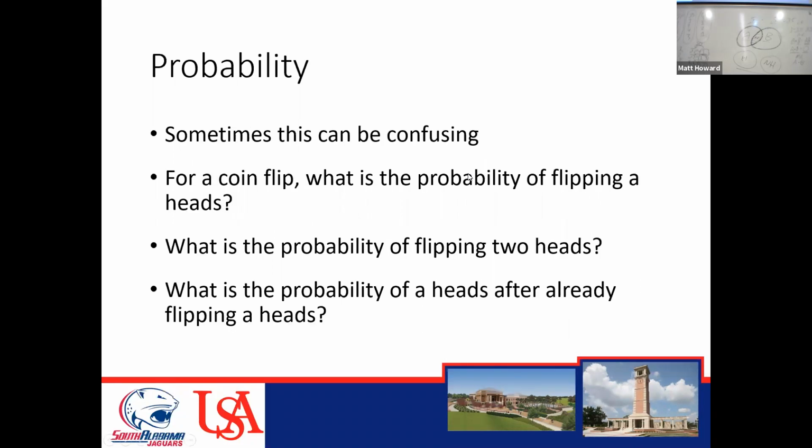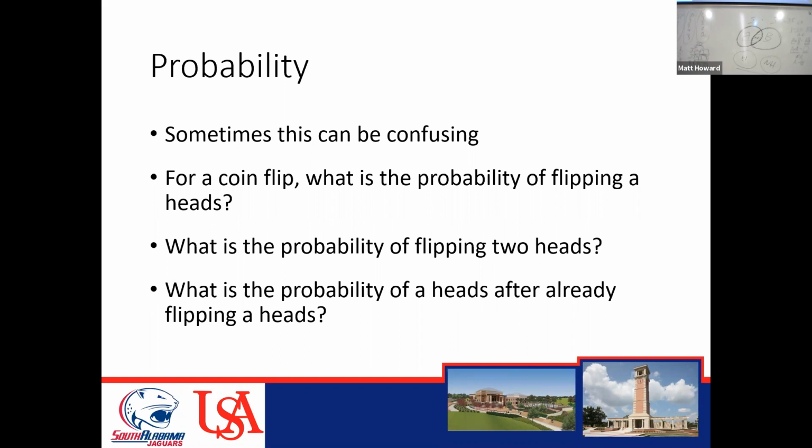All right. Sometimes this can be confusing based on your frame of reference. So for the first one, the question is, for a coin flip, what's the probability of flipping a heads? So what is the probability of getting a heads? Yeah, 0.5. And then what's the probability of getting 2 heads? 0.25. However, let's say we flipped a coin and we got a heads. What's the probability of then getting a second heads? Yeah, 0.5. And that's because it depends on our reference. It's because these are independent events, and the prior event doesn't affect the future event.